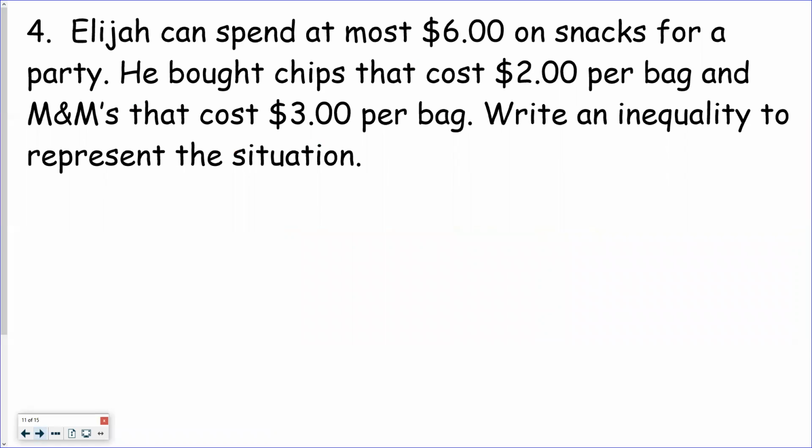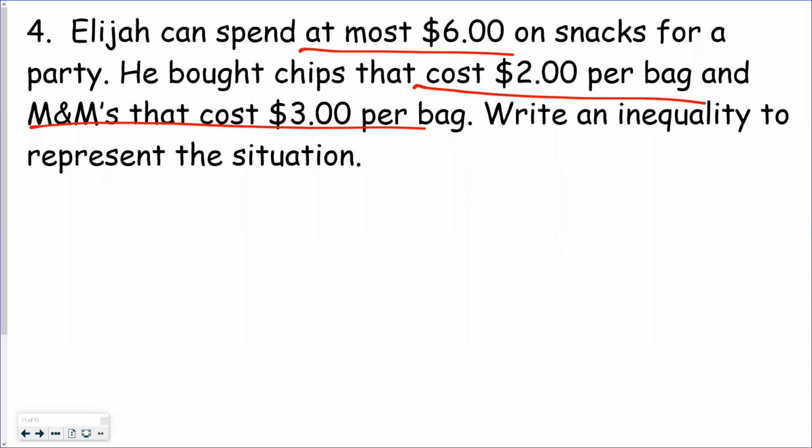All right. We also will have sometimes word problems that you guys will have to write the inequalities for. Elijah can spend at most $6, so he can't spend any more than $6 on snacks for a party. He bought chips for the cost of $2 per bag and M&Ms for the cost of $3 per bag. Write an inequality to represent the situation.